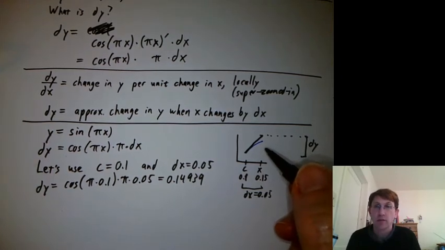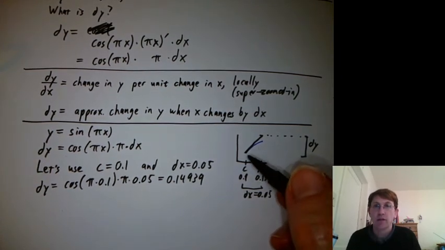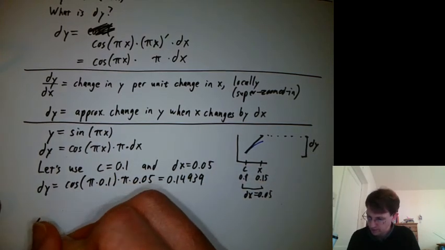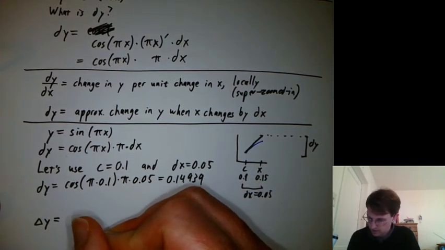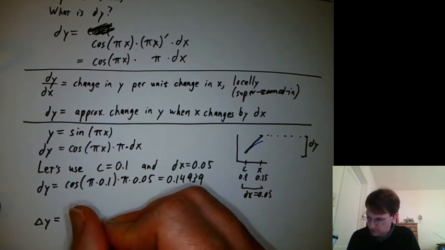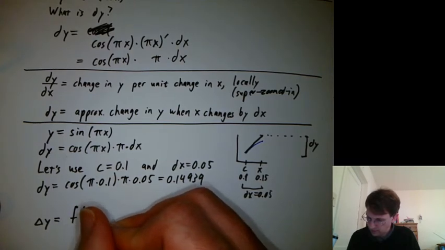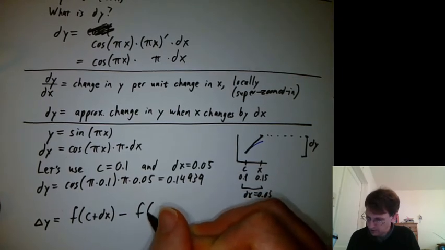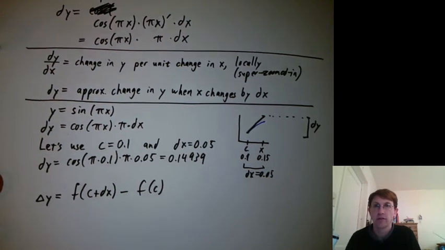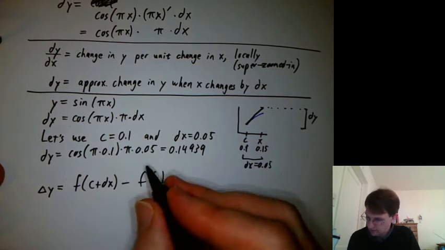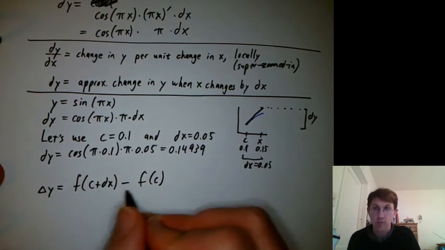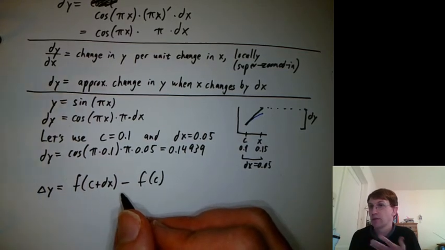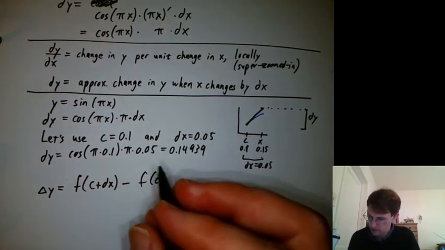This is such a simple situation, we can easily compute what the actual delta y is. So let's do that here. Delta y would be basically f at c plus dx minus f of c. Hopefully that looks a little familiar. Notice we're not dividing by dx because that would be per unit change in x, but we just want the total change, not per unit change.